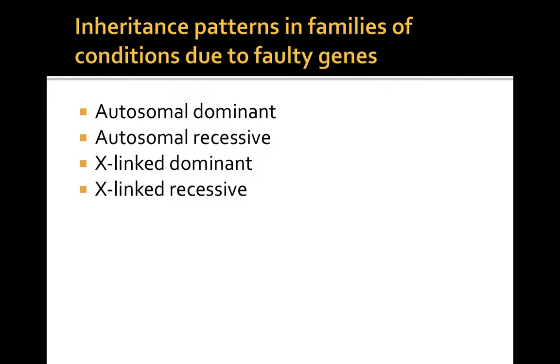Inheritance patterns in families of conditions due to faulty genes. Let's first define autosomal dominant, or AD. It's defined as a gene on one of the autosomes that may be expressed even if only one copy is present. The characteristics: 50% chance of parental transmission. Both males and females are affected. The phenotype is observed in multiple or every generation, with each affected person having an affected parent. There's vertical transmission on the pedigree.